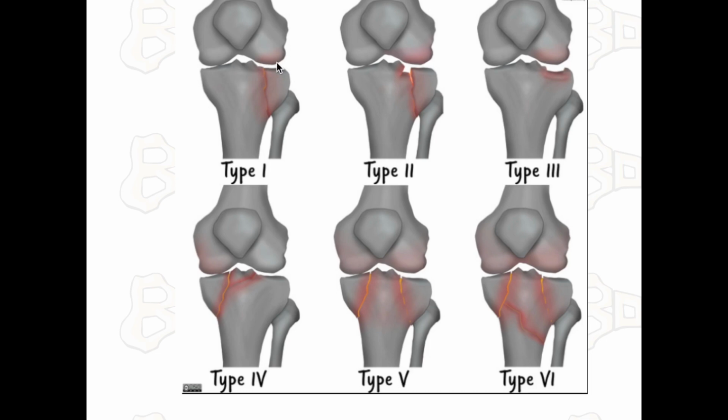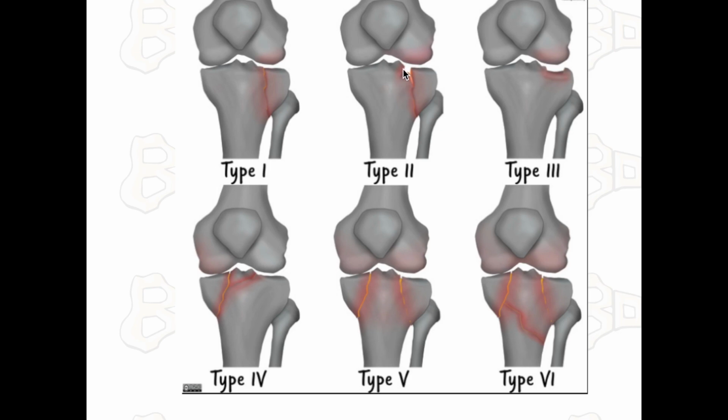We'll look at type 1 for starters. Here you can see that there has been a fracture here of the lateral tibial plateau, but there's no depression, which makes it type 1. What I mean by depression is the fact that this top part of this broken off lateral tibial plateau is still in line with the main part of the tibia, thus making it type 1.